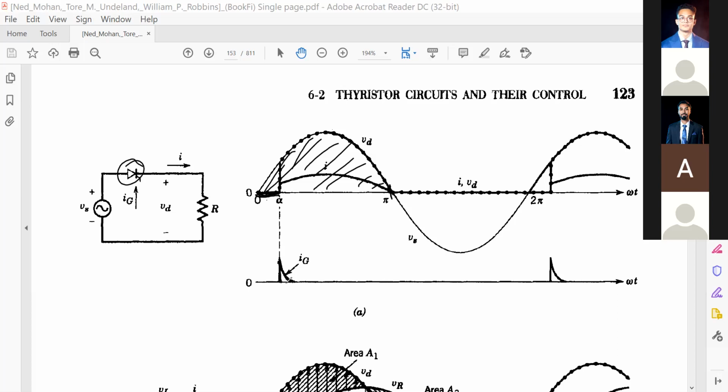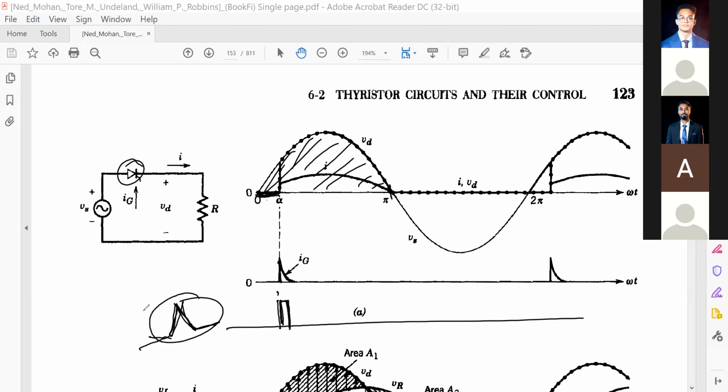A practical gate pulse will look like this, though in different books the gate pulse is drawn differently. Actually, it never goes immediately to a certain point, and it never comes down to 0 in zero time. If you make a firing pulse circuit, you will see the pulse rises and takes some time to hold down. Using an op amp, you can build a single-shot generator circuit like this.